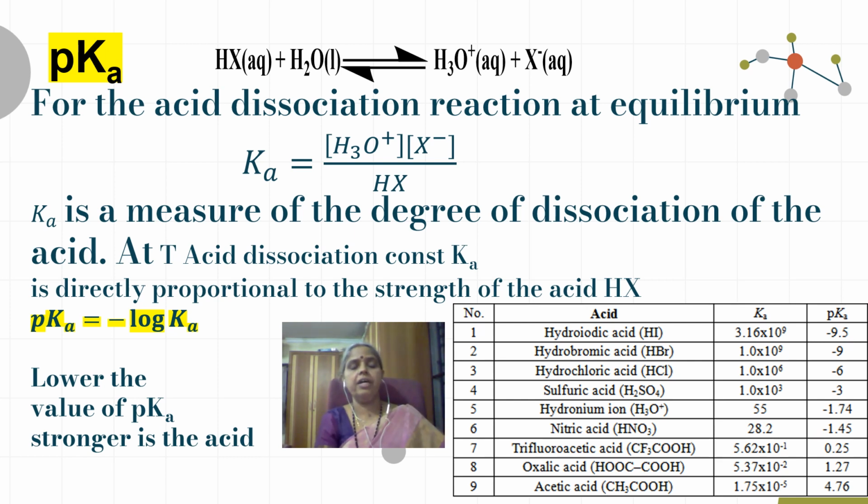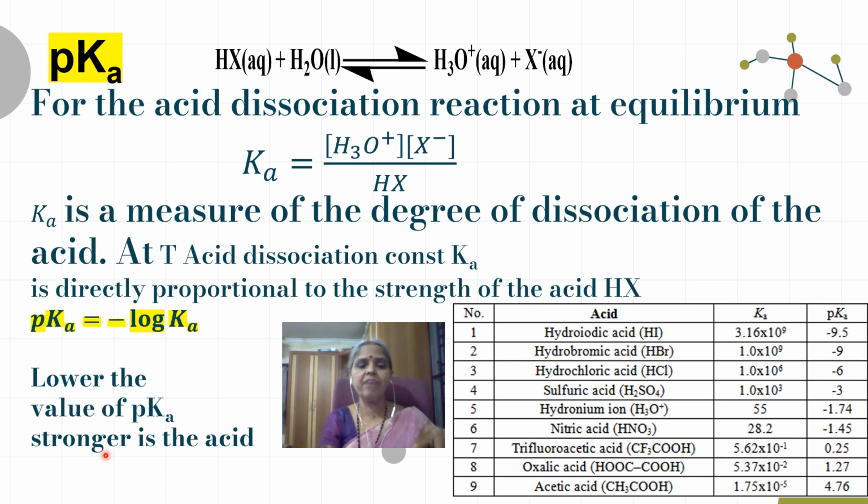Stronger the acid, higher will be the Ka value. And also, what is pKa? Just as pH, pKa is the negative logarithm. You can see here, pKa is the negative logarithm of the Ka value. That is to say, Ka is directly proportional to the acid concentration or the H plus ion concentration, but pKa will be inversely proportional. Why? Because you are taking the negative logarithm of Ka.